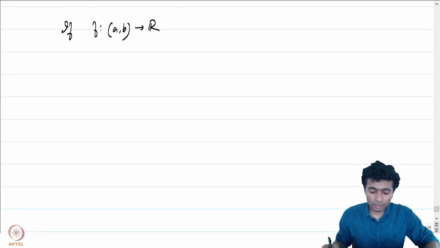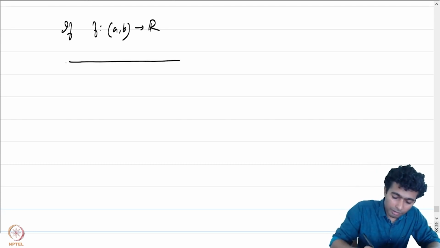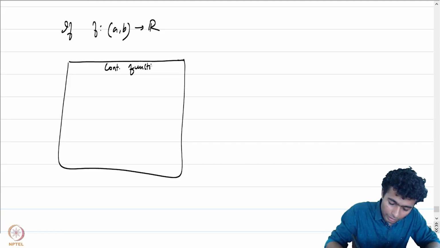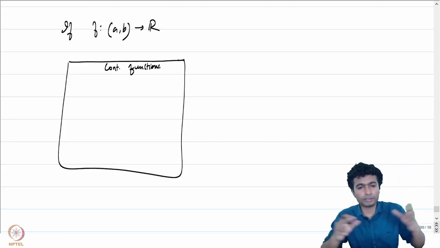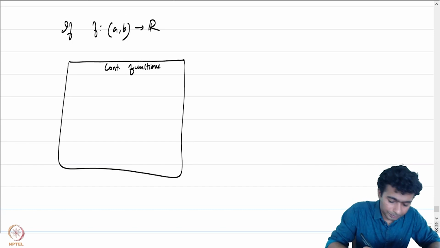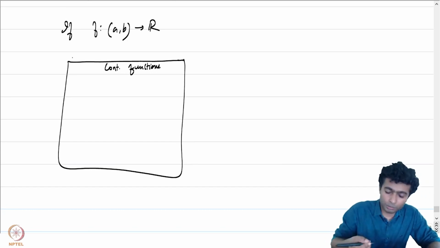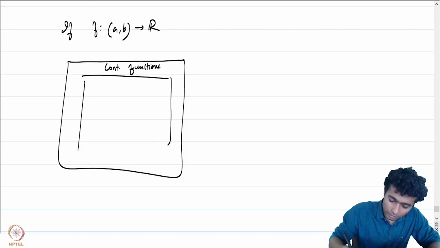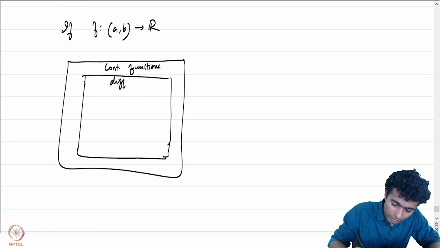some interval in R, then what do we have about the collection of functions that we have? We have a broad collection of functions which are continuous. F could be continuous, then it will be in this big collection, this big set. If we put more regularity assumptions, then there will be a smaller set which will be differentiable functions. So this, let me not use C1, I'll just use differentiable.